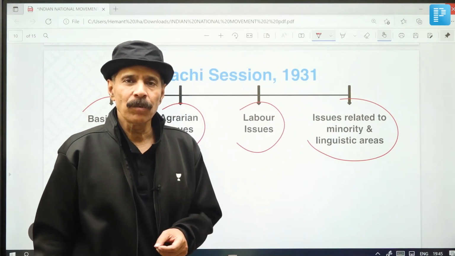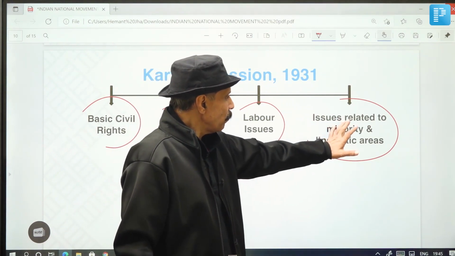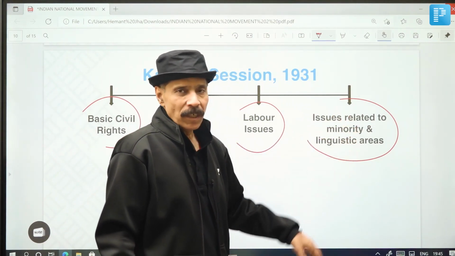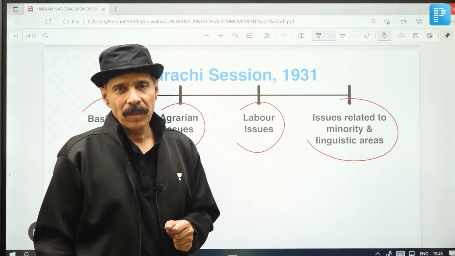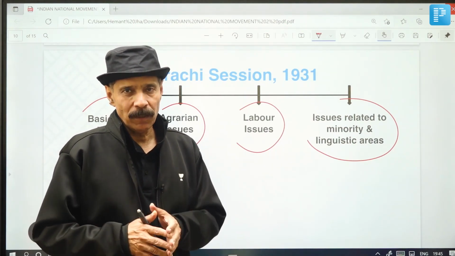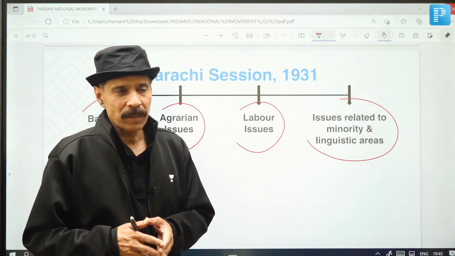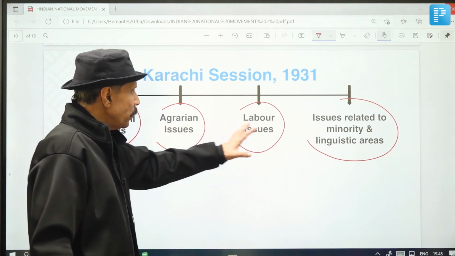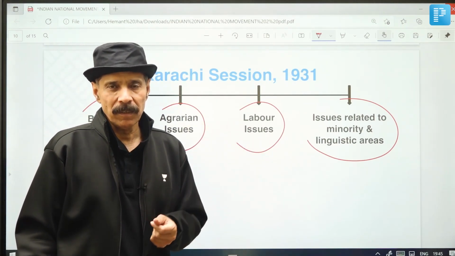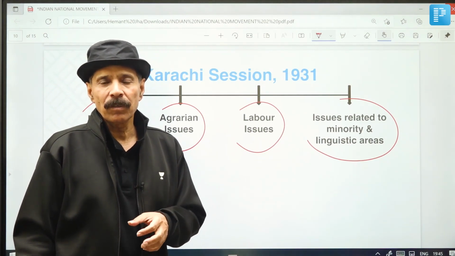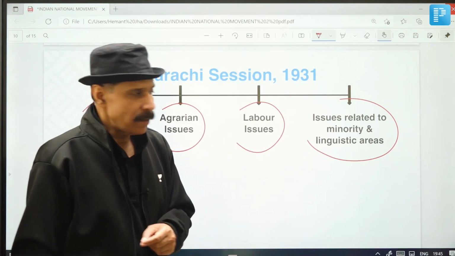And this was related to protection of the minorities and linguistic areas, socio-cultural tradition. So for the first time, we find on the Congress platform, such resolution was passed containing all these, and they were expression of the socialist idealism. And this resolution was drafted by Jawaharlal Nehru. Now let's consider next one.